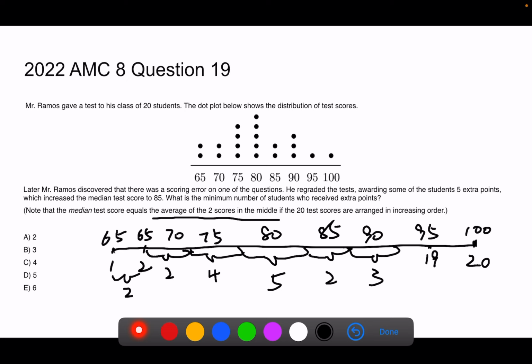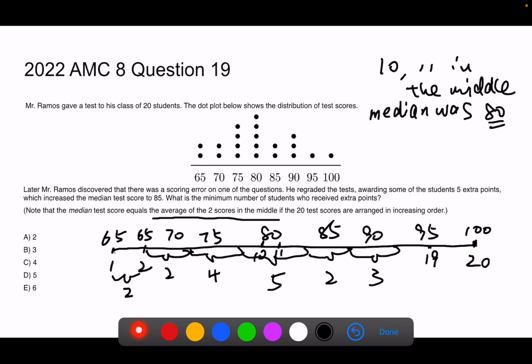That's your 20 numbers. Now, by this definition, the median is the average of the two numbers in the middle. So who is in the middle? If you have 20 numbers, the 10th and 11th are in the middle. So let's see. Currently, you have 2 plus 2, 4. 4 plus 4, 8. 8 plus 5 is 13. So actually, your 10th and 11th are here, 12th, 13th, which means the median initially was 80.